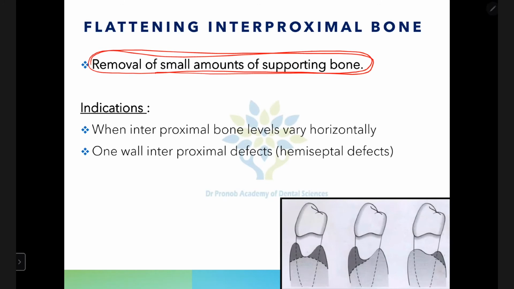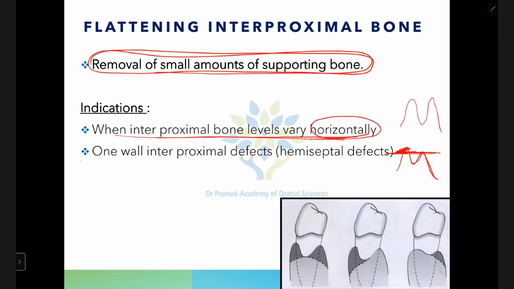So when are we doing this flattening of interproximal bone? When the interproximal bone levels vary horizontally, so they are not at the same level. For example, the buccal bone is higher when compared to the lingual bone. Then we will remove the buccal part of bone and make it equal. We remove some amount of interproximal bone. This is called flattening of the interproximal bone.